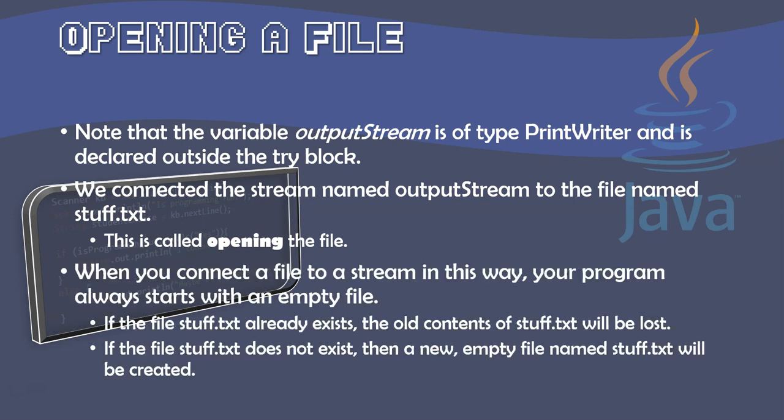When you connect a file to a stream in this way, our program's always going to start off with an empty file. It doesn't matter if there was something in it or it's empty, because for example, if stuff.txt was already in place, that's okay. Java says throw everything out. And if it does not exist, Java says, hey, we need this file, let's go ahead and create it.